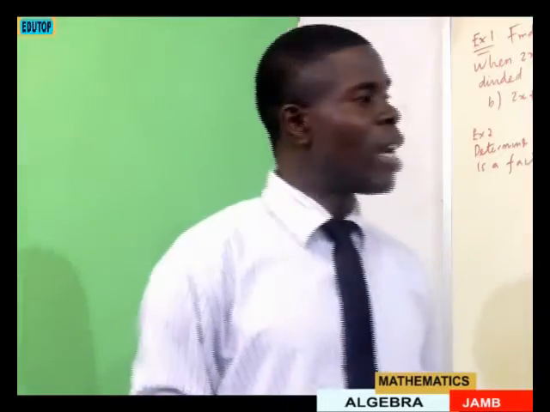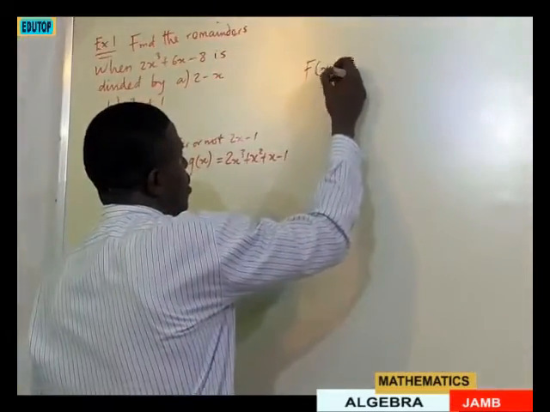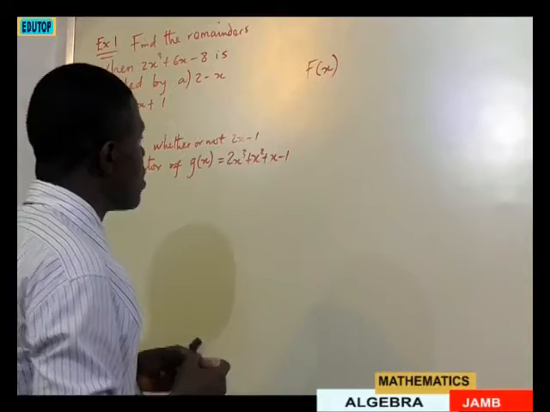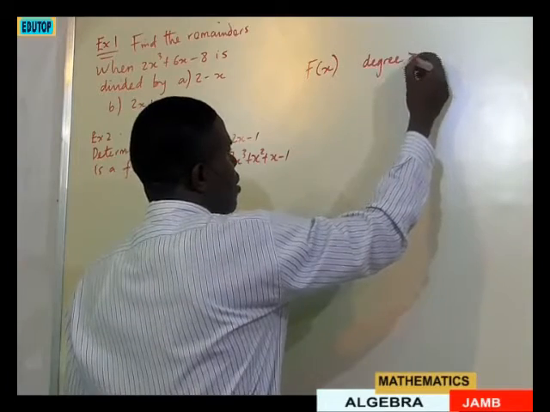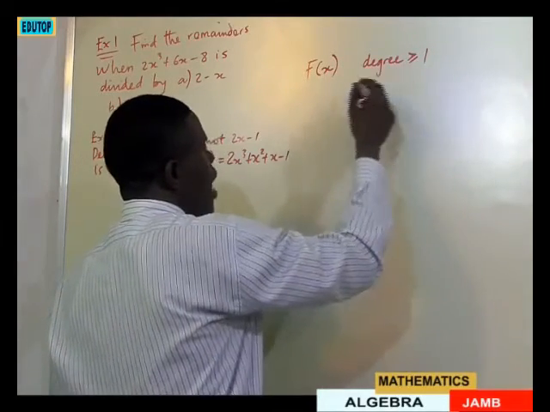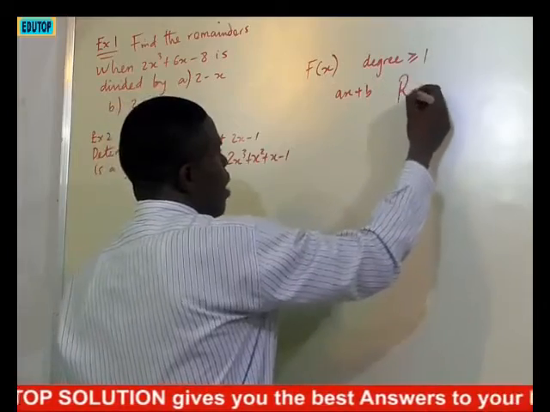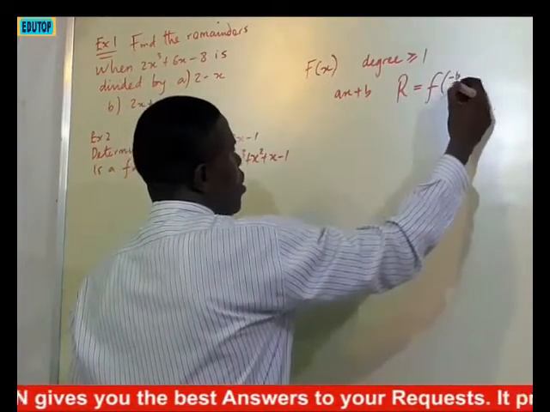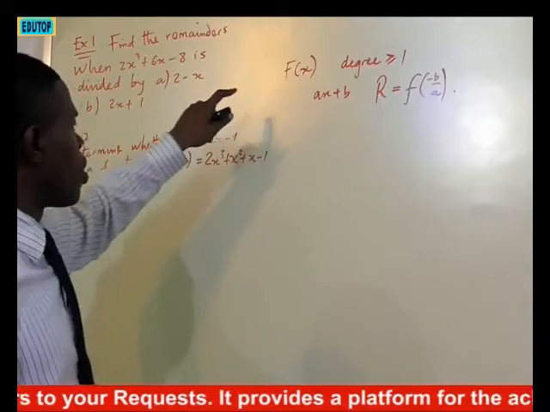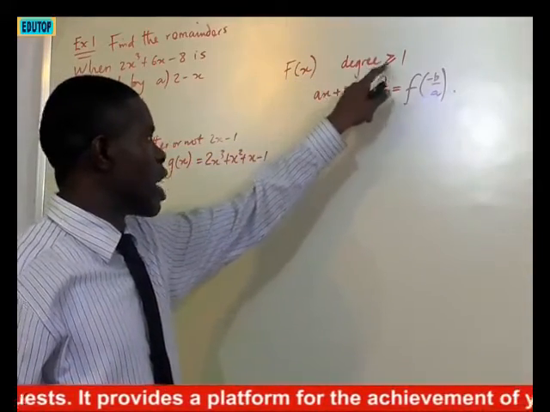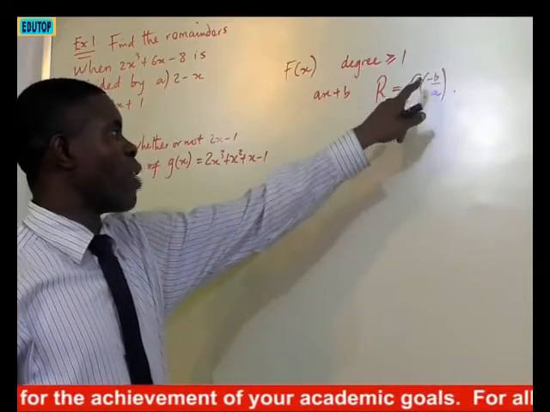the remainder theorem. The remainder theorem is saying that if a polynomial f of x is given such that the degree is greater than or equals to 1, and such a polynomial is divided by ax plus b, then the remainder will be equals to f of minus b over a. What are we saying? That if a polynomial f of x of degree greater than or equals to 1 is divided by this, then the remainder will definitely be equals to f of minus b over a.